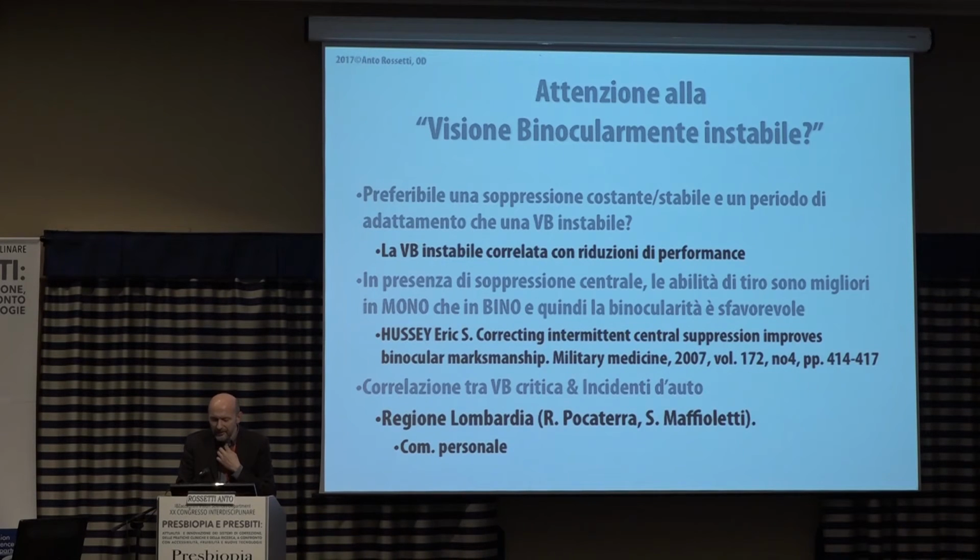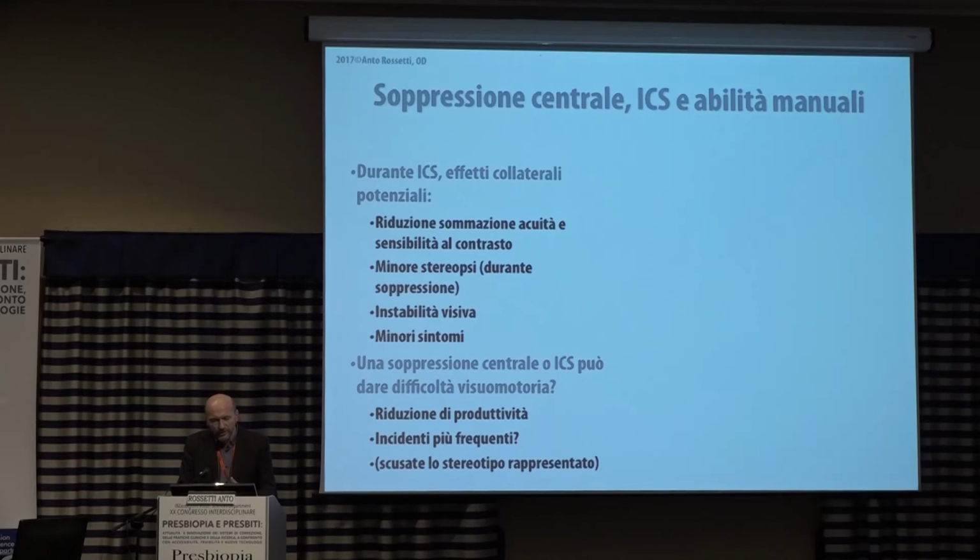We have to be careful about binocularly unstable vision. There was a study by Hussey, but also by Pocaterra and Maffioletti, who observed that there was a correlation between critical binocular vision and car accidents. Those that don't see very well don't have so many car accidents. Those with binocularly impaired vision have more accidents.